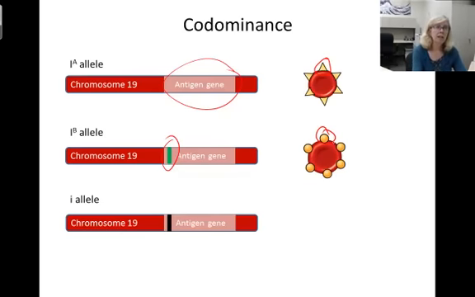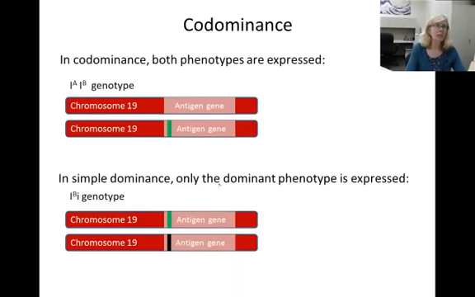And the I allele has a mutation that prevents any working protein from being made, so its red blood cells do not contain any carbohydrate in their membrane. In codominance, both phenotypes are expressed in the heterozygote. If both A and B alleles are present in the individual, then both proteins are made, so both carbohydrates are found on the red blood cell, here and here.